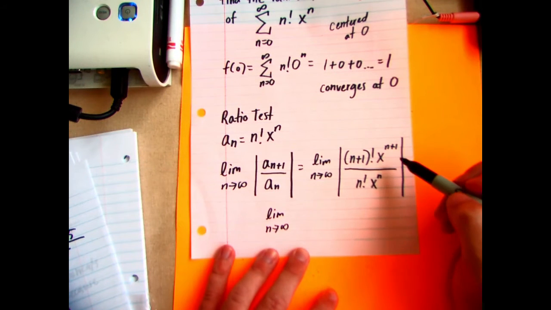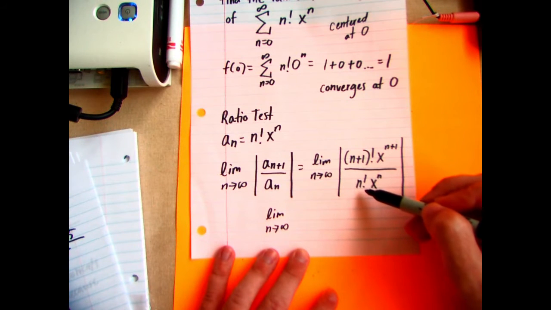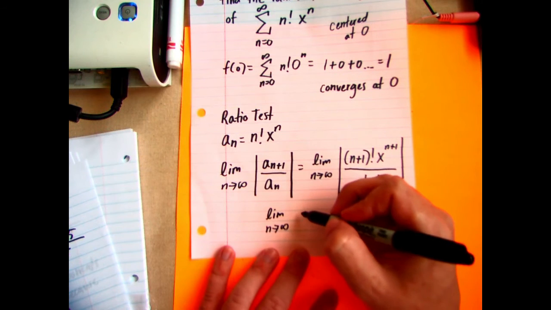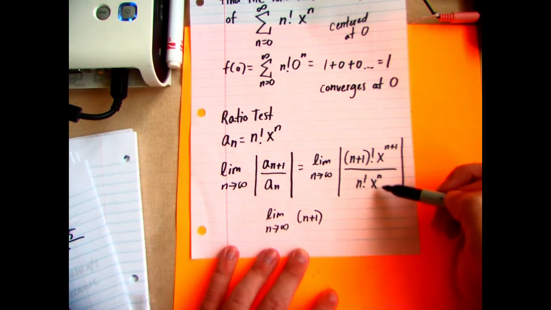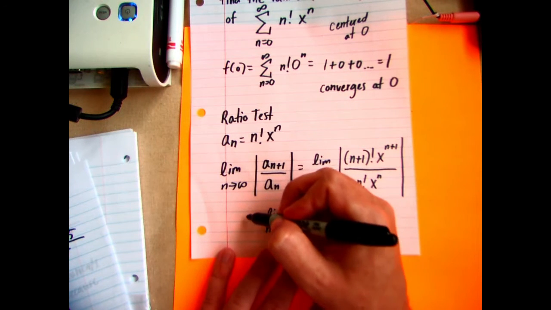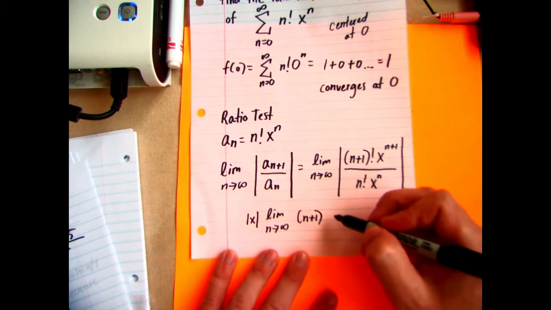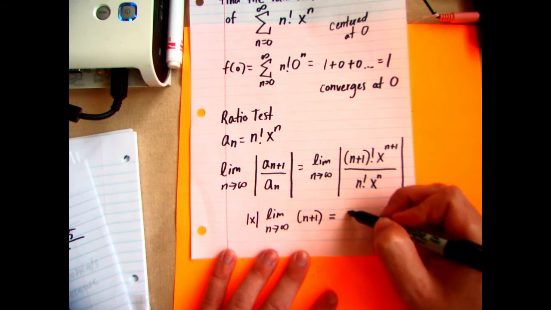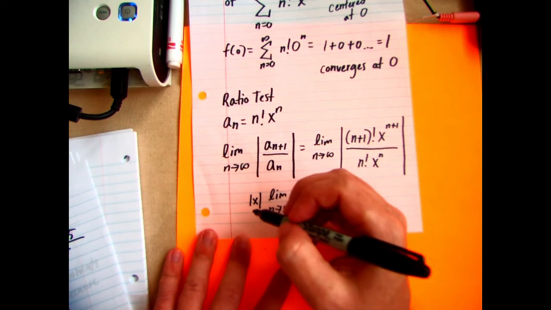So if I simplify this, I end up with the limit as n approaches infinity of n plus 1 times x. And I'm going to put the x on the outside here. I'm basically going to factor out that x, because really the x has no implication in the limit, because the limit is n approaching infinity. Alright, so as n approaches infinity, this overall limit will approach infinity.